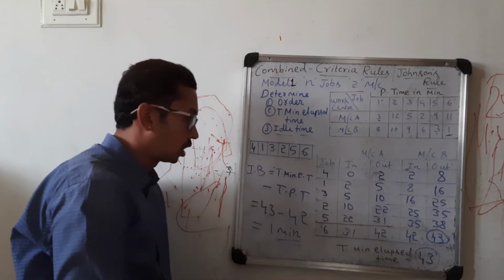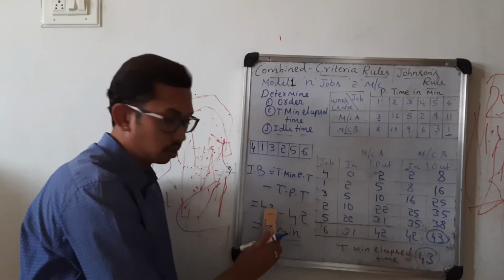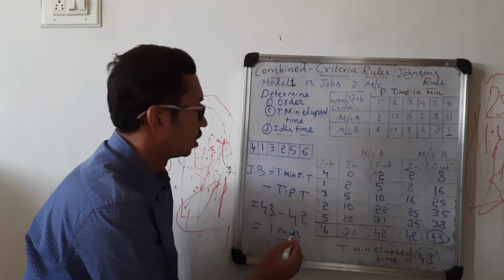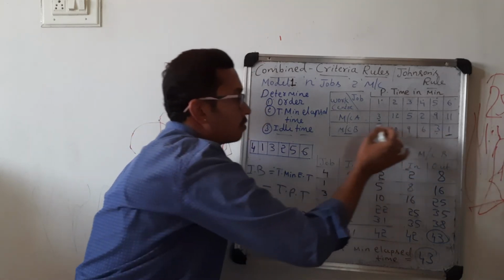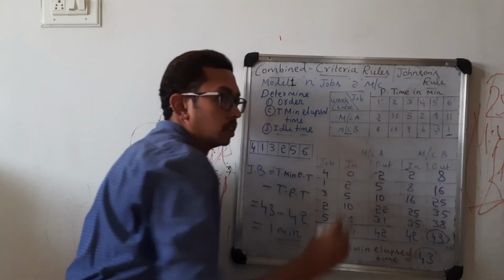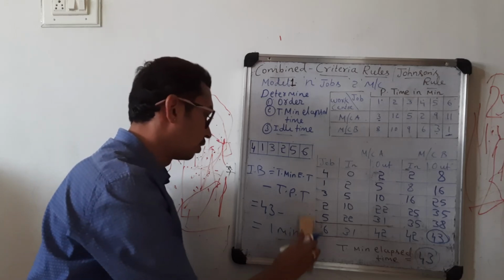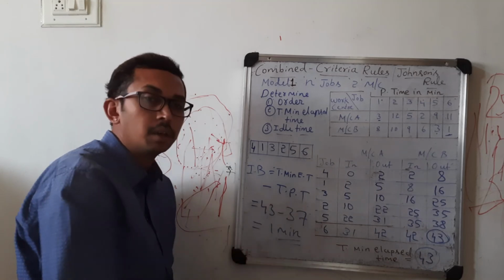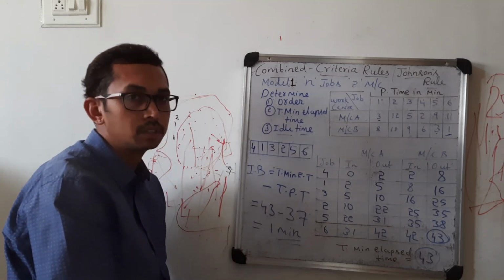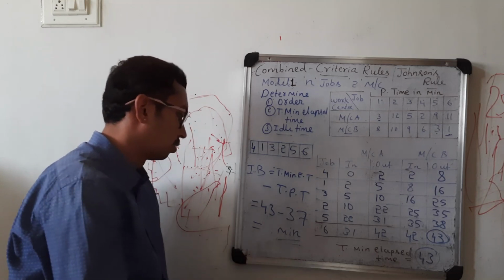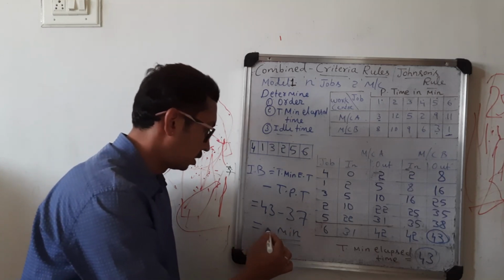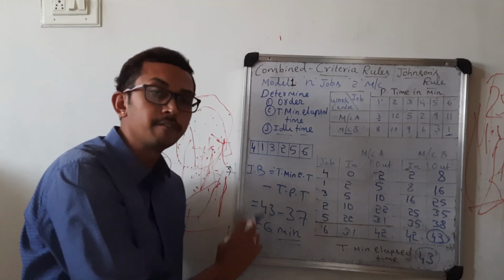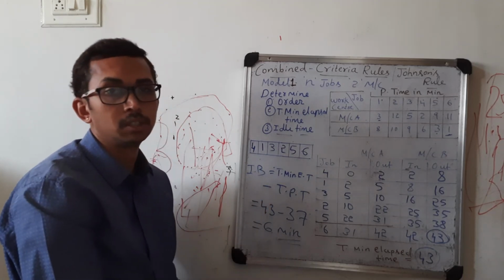In the same way, we need to find out the total idle time for machine B. So total elapsed time is 43. So what is the total processing time for machine B? You have to add these. That will come around to 37. So 43 minus 37. How much is that? It will be 6, right? Yes, 6. So the idle time for machine B is equal to 6 minutes.